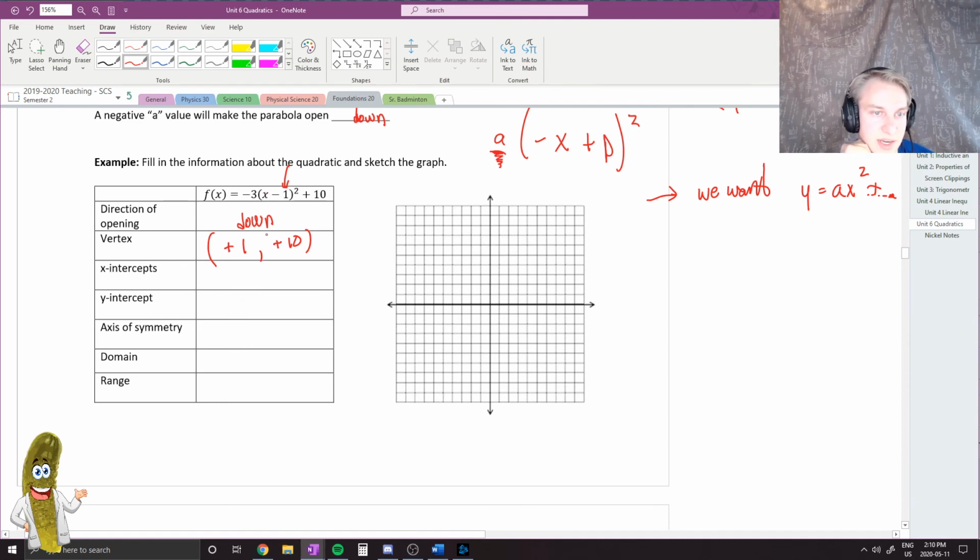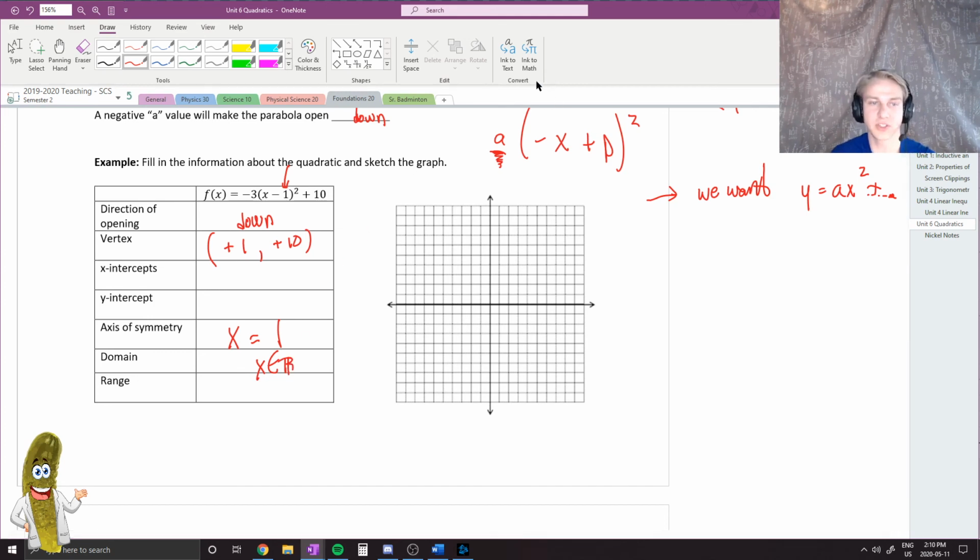Y-intercept, same thing. We could set x equal to 0, which we will do, and then solve. Axis of symmetry, we said that we can always solve for that one. That one's always x is equal to whatever the vertex is. So in this case, x is equal to a positive 1. Domain, we can always solve for that. It's always all real numbers.